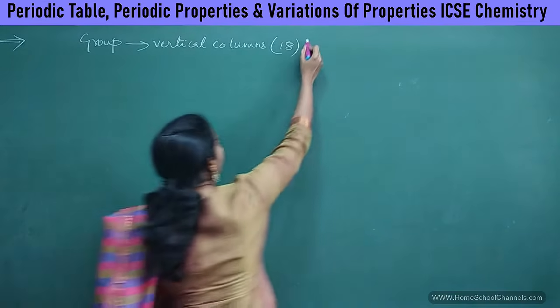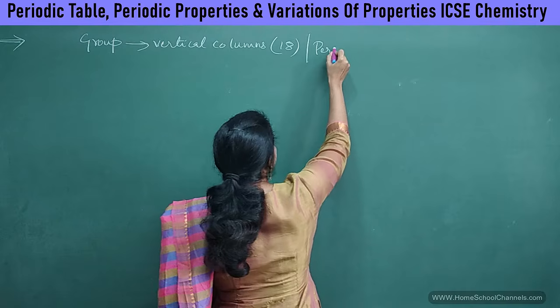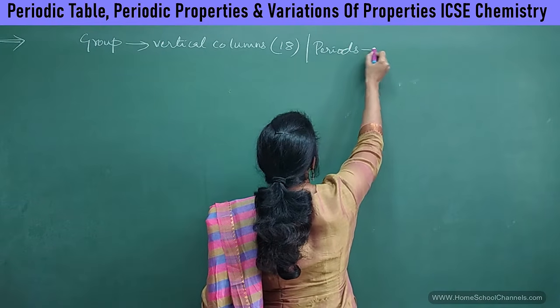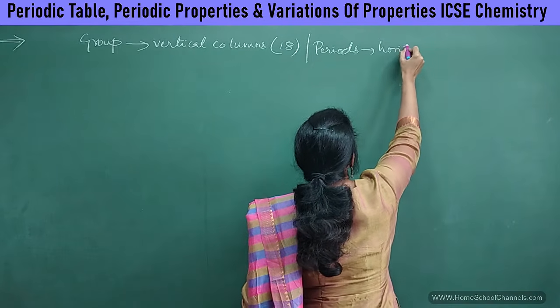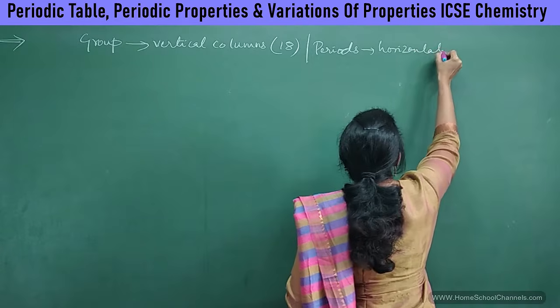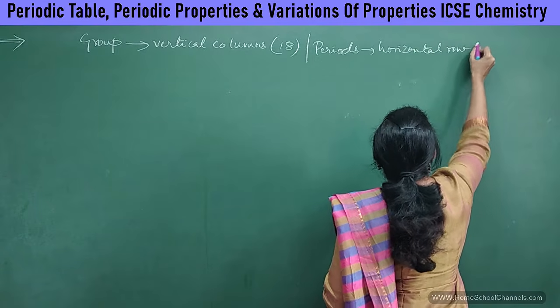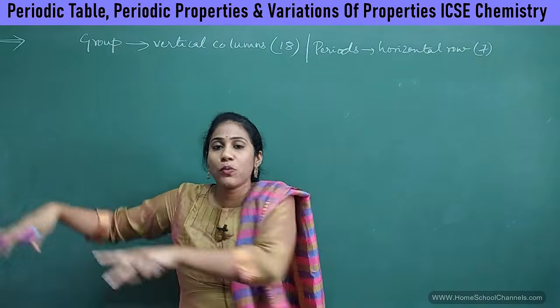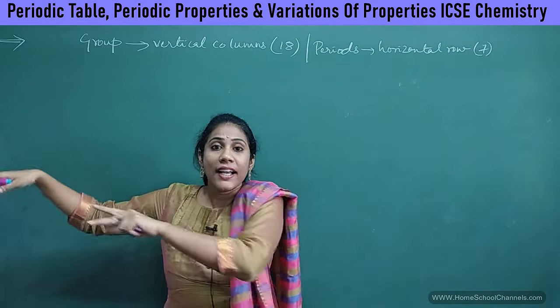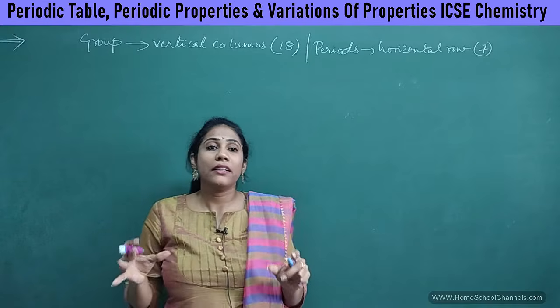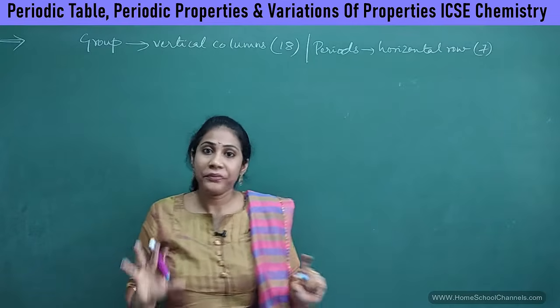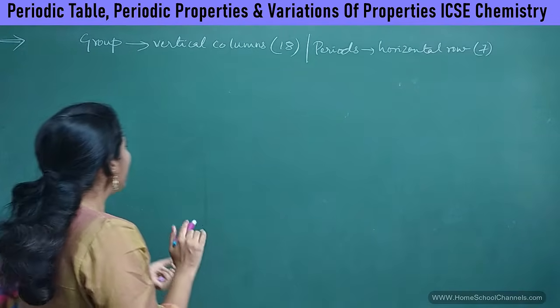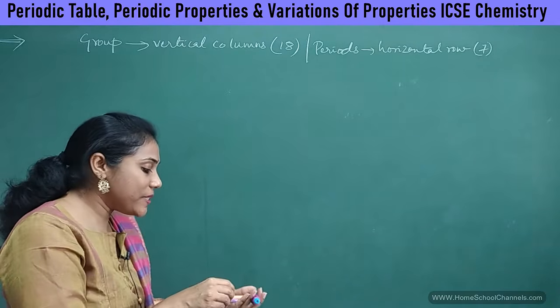And coming to periods. Periods are nothing but horizontal rows. There are 7 horizontal rows, and they are called periods, right? Now let us try to draw those groups and periods.